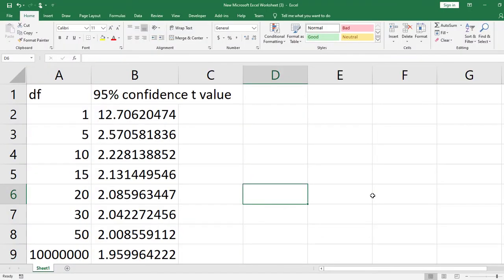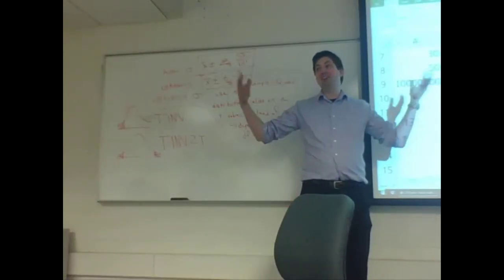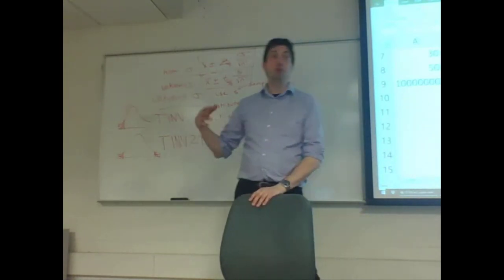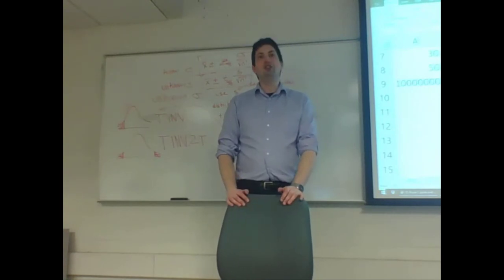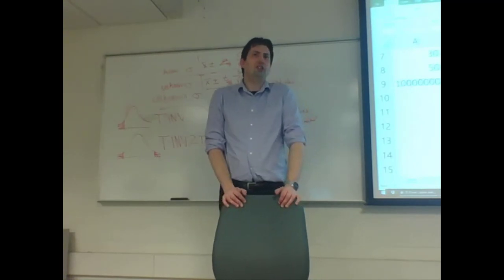But note, as we get a ridiculous number of degrees of freedom here at the bottom, this is 10 million degrees of freedom, then this is functionally the same as our Z-score for 95% confidence. This is 1.96. Because if you have 10 million and one observations, because it's degrees of freedom, and you estimate the standard deviation as S, well, that's probably sigma. This sigma is probably the same.